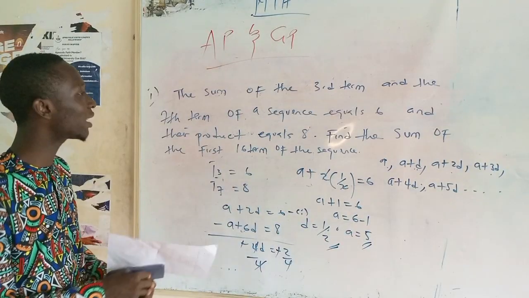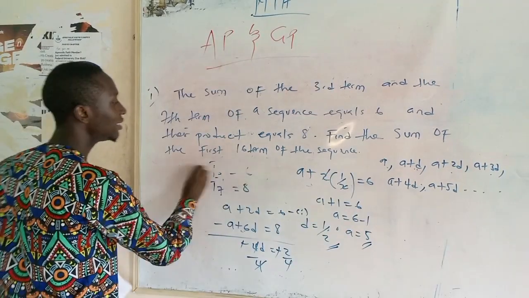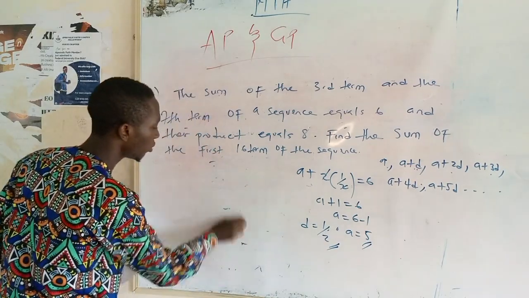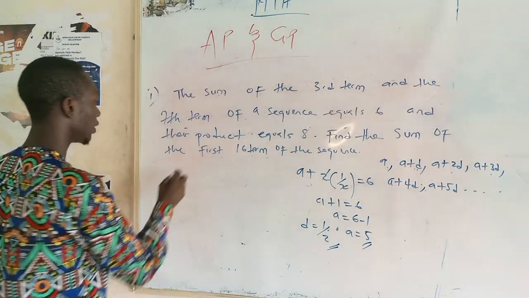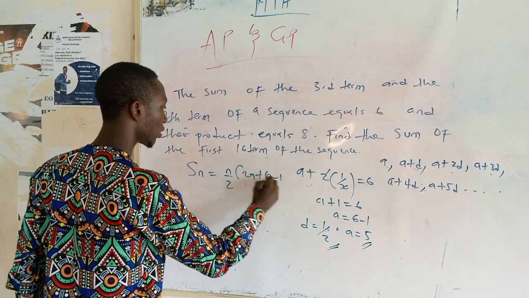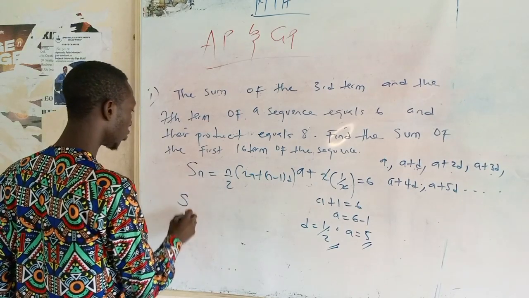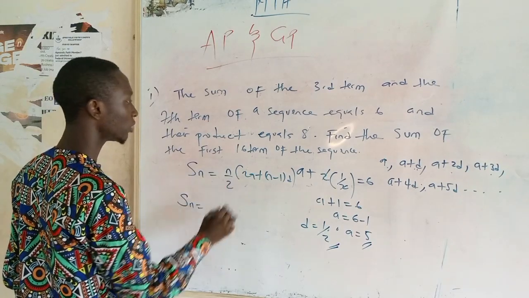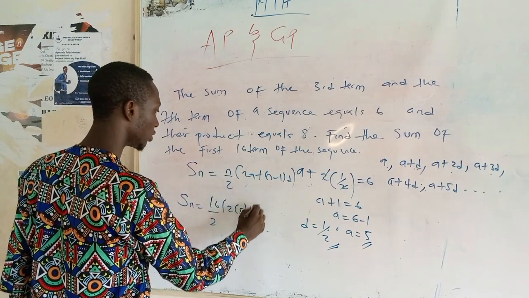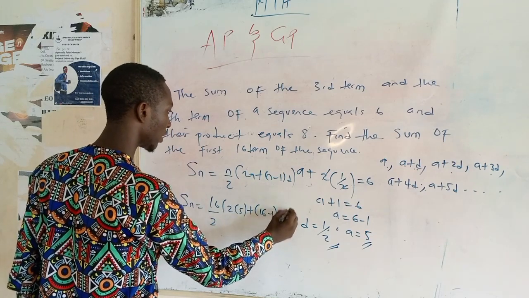We have gotten that. Now we can find the sum of the first 16 terms of the sequence. Since they mention sum, you recall it's very simple. There is a formula for the sum of an AP: Sn equals n over 2 times open bracket 2a plus n minus 1 close bracket d. So we apply this with n as 16, 16 over 2 times open bracket a is 5 plus 16 minus 1, the common difference is 1 over 2, which is 0.5.